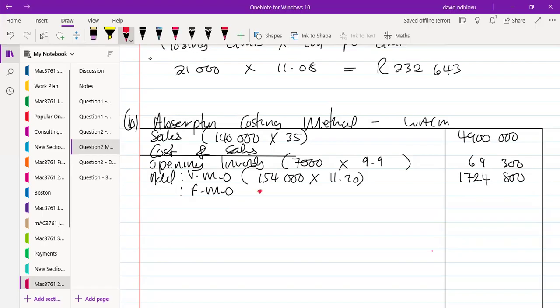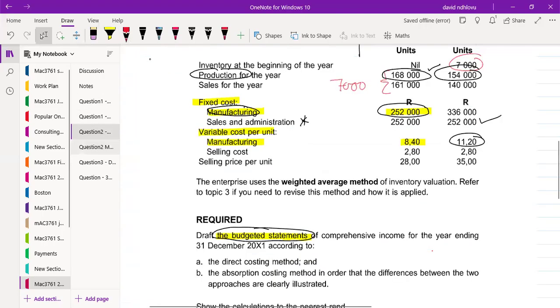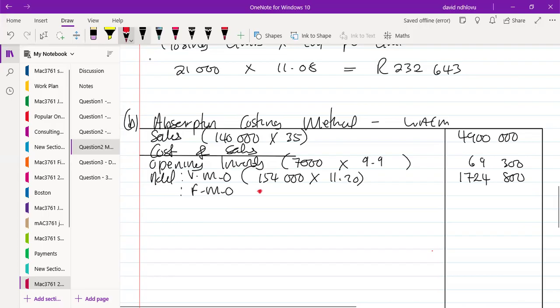Fixed manufacturing overhead cost. The next question that we are going to do, which we'll start with next week, we will deal with a more complicated question with an actual statement so that we show the differences between the budgeted and the actual. But here we're using a budgeted statement, so we go and check the budgeted fixed manufacturing overhead cost, which is 336 here. Right, from there we then close, we add these three, we get our total available for sale.